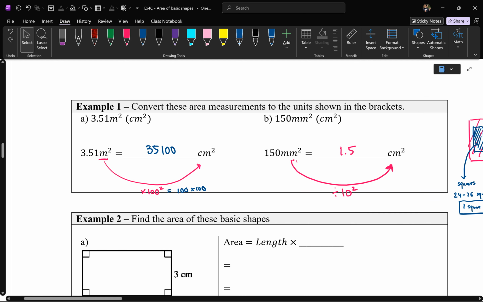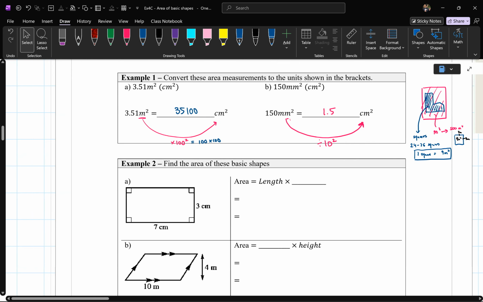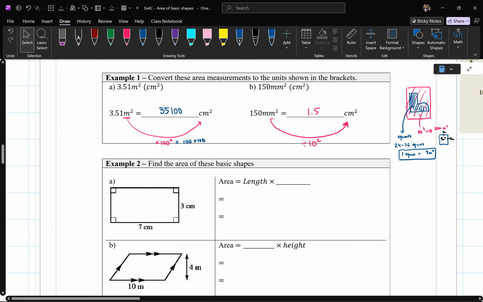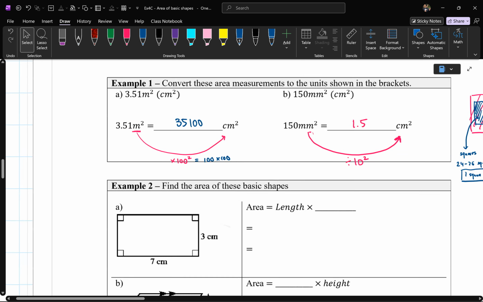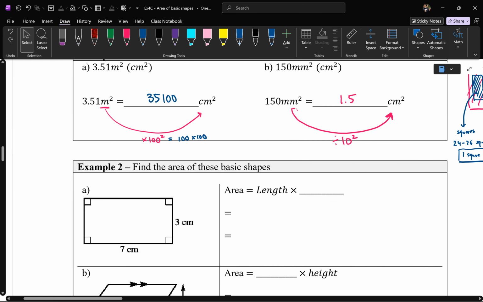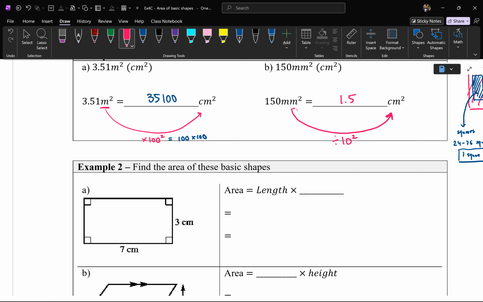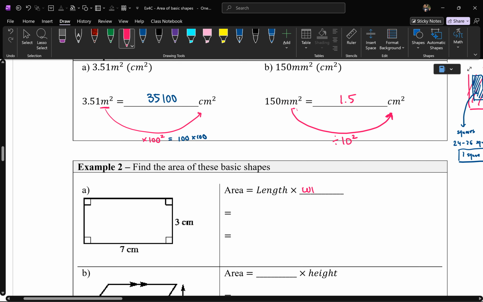That's for area conversions. And the next few is literally just applying your formulas that I gave to you, and you use a calculator to do this. Let's start off with the first one. Example 2a. Lucas, what shape do I have? Rectangle. What's the formula for a rectangle? Let's go with man. Length times width. Good, so we fill this in.